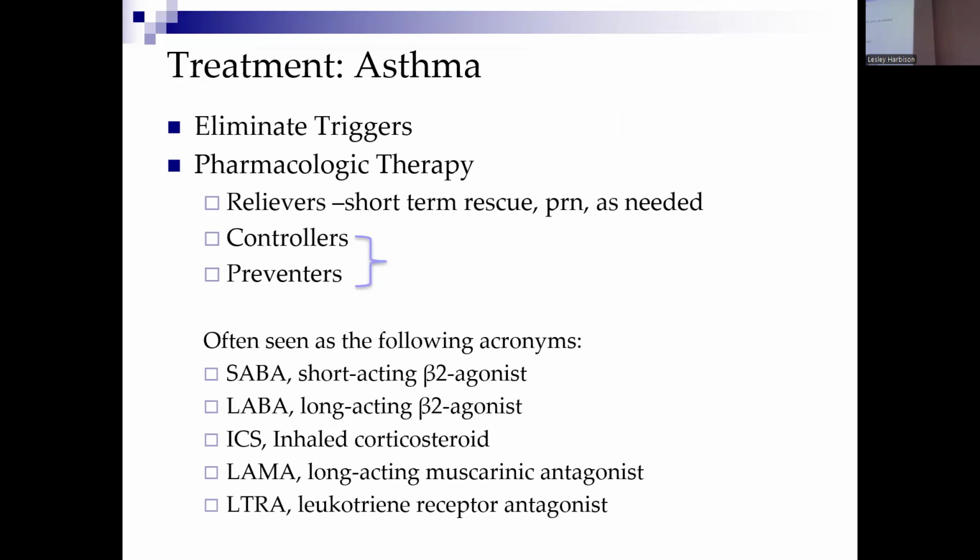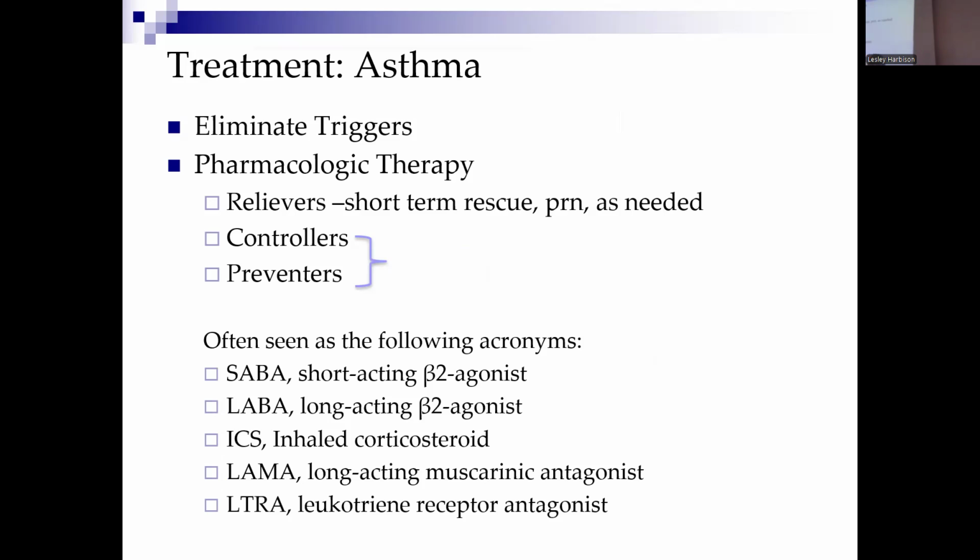But so SABA, LAVA, ICS, LAMA, and LTRA. And this is what they stand for. And so we're going to talk a little bit about them. They're short acting beta-2 agonists. What I like about it is that's the mechanism of action. It doesn't last very long, but it's a beta-2 agonist.